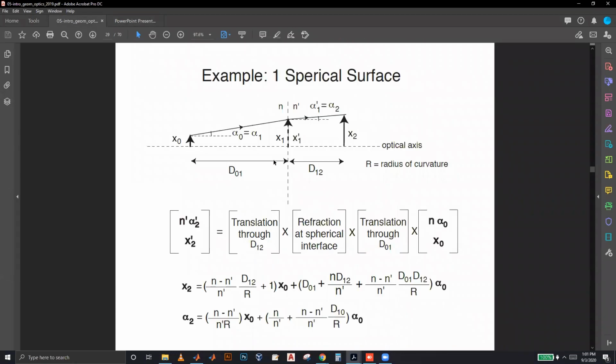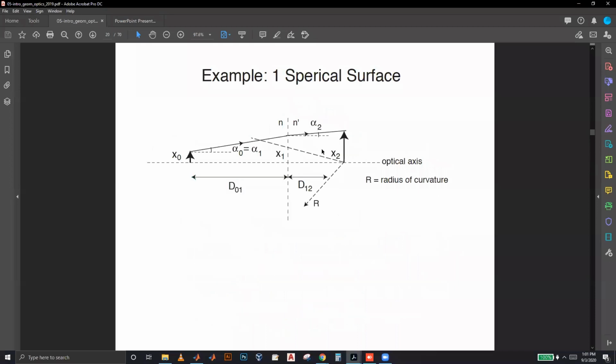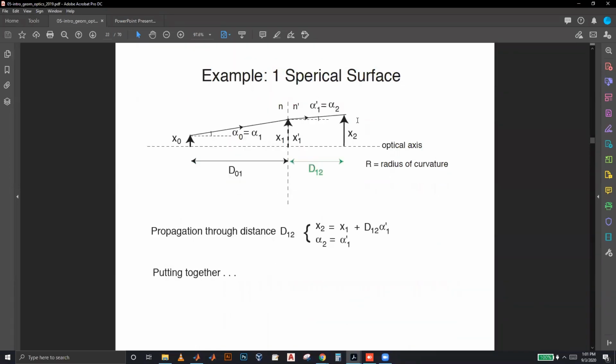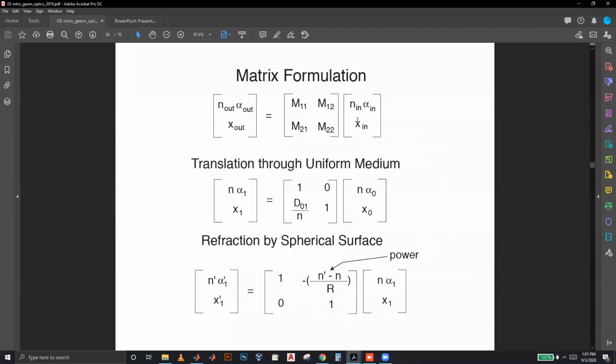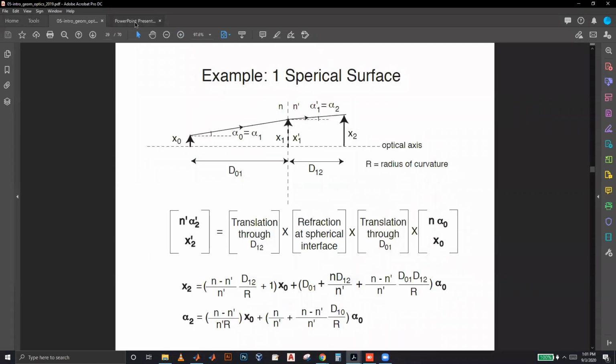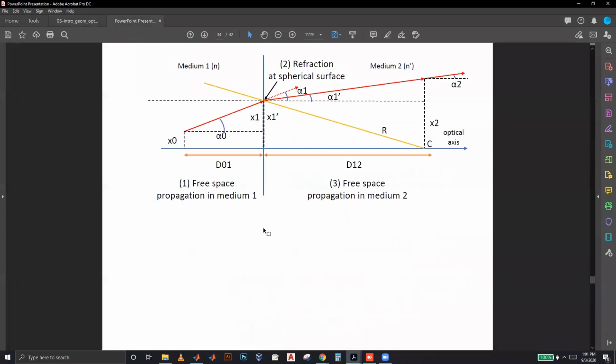So slide number 29 in the lecture slides, example of spherical surface, same example here in slide 20 with all these big equations and so on, and all the math that I worked out. But this time with matrix formulations. So again, just quickly, definition of what the problem is.